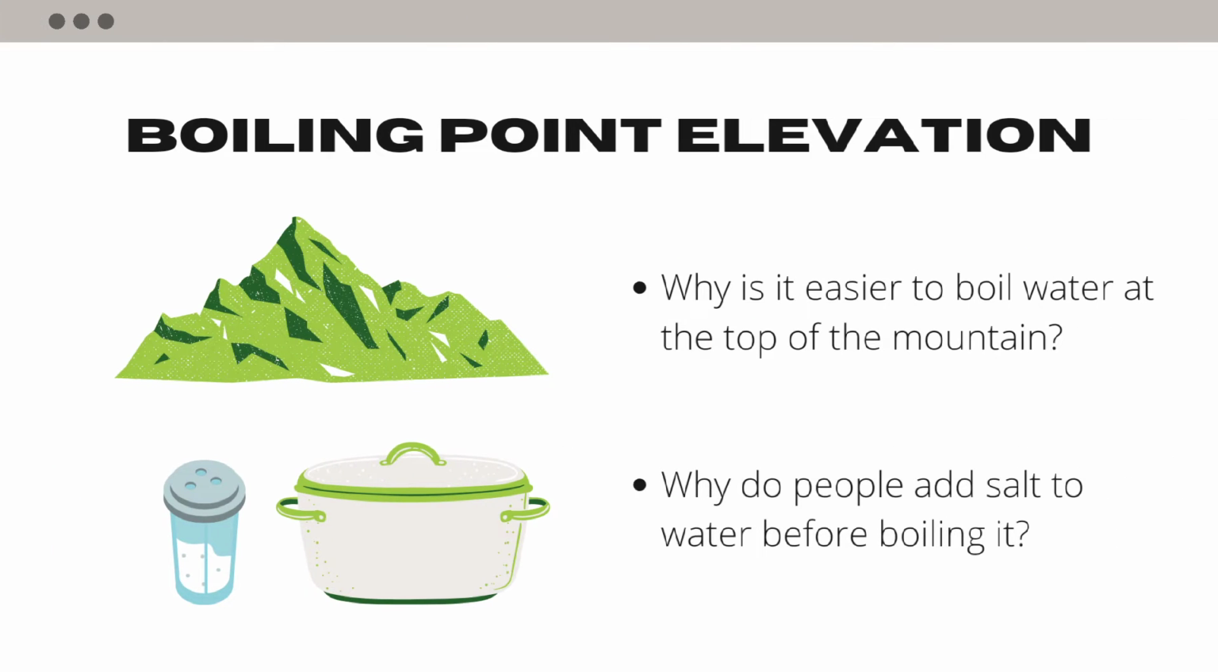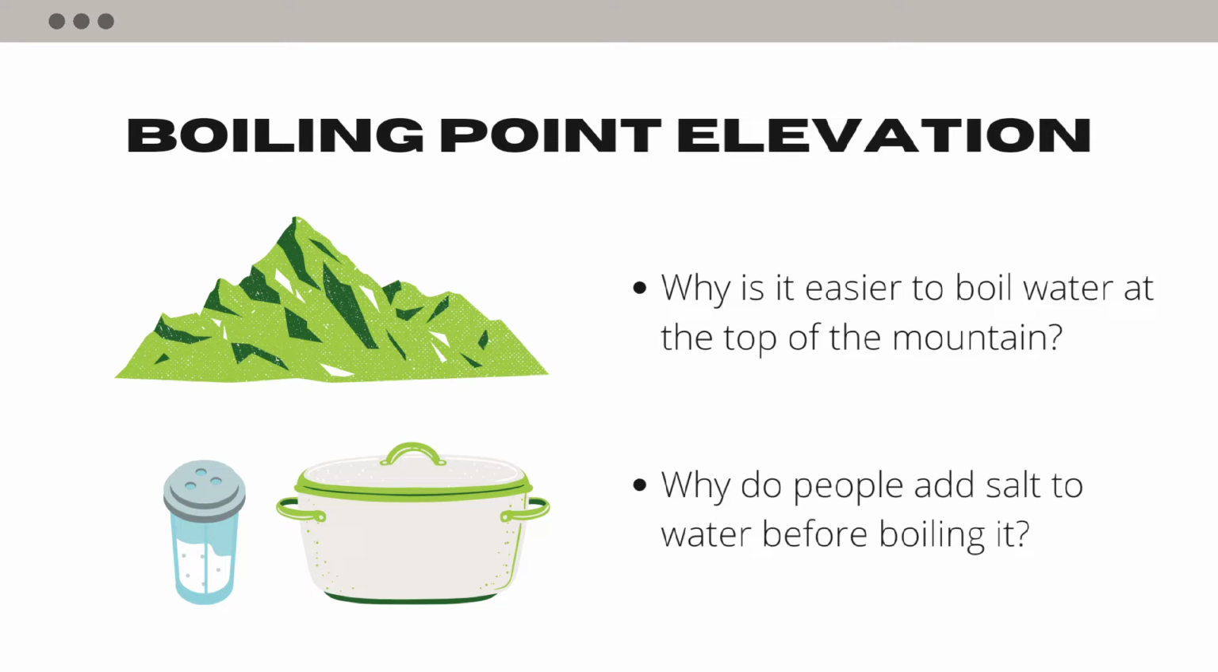So this brings up some interesting questions. You may have heard that it's actually easier to boil water at the top of the mountain. Why is that? Well, at the top of the mountain, atmospheric pressure is actually very low. That means it's easier for vapor pressure to reach atmospheric pressure and begin boiling.